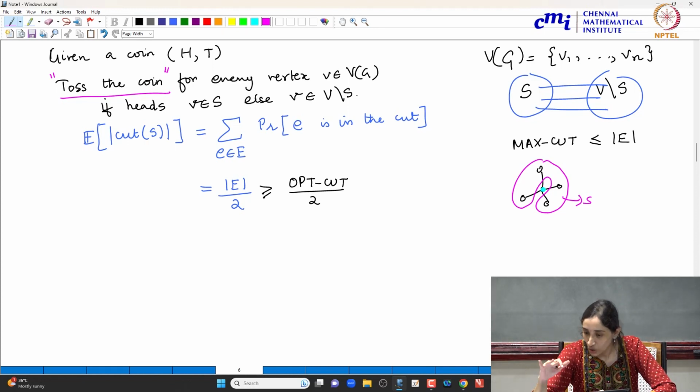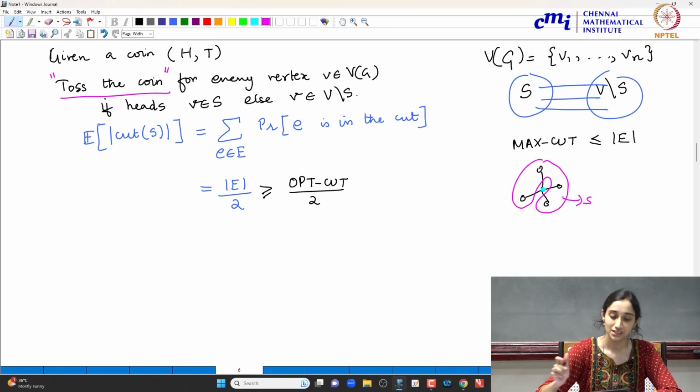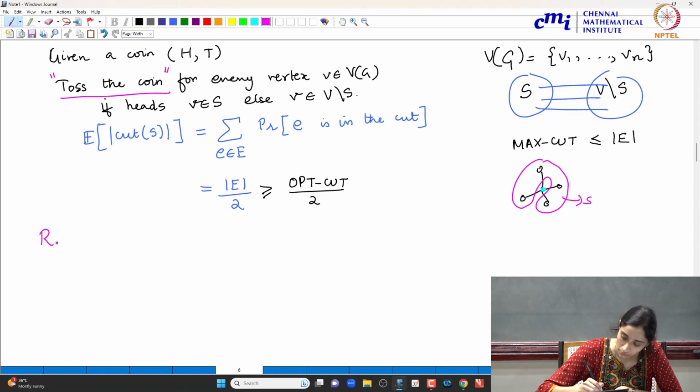So you really did not know how to solve this decision problem. I mean, not decision problem, but this optimization problem without coins. But given coins, there is a simple solution that can do reasonably well, right? But this algorithm is an example of a randomized algorithm.